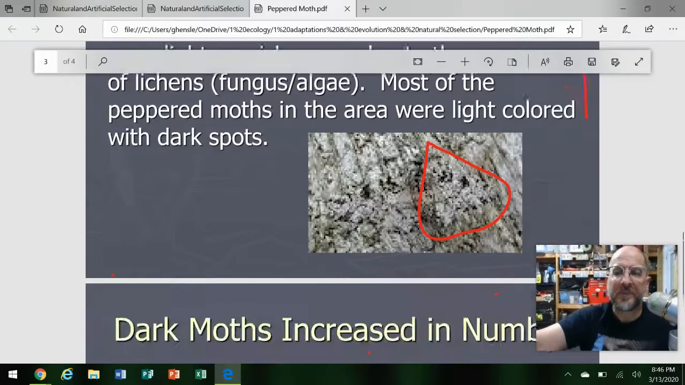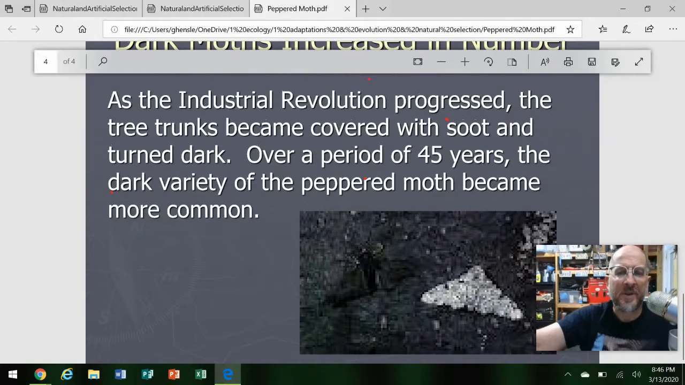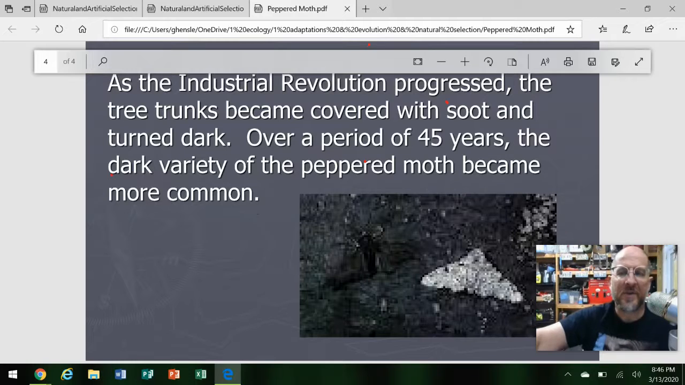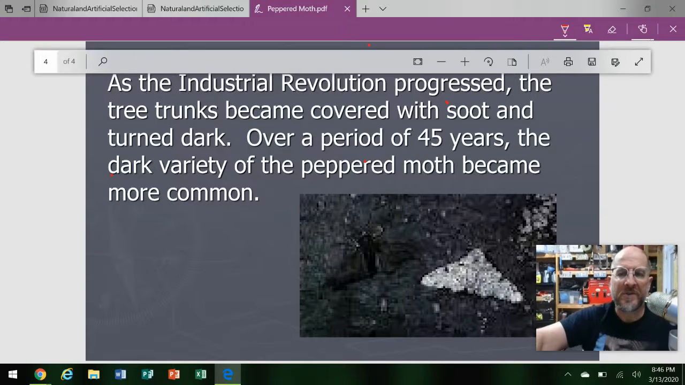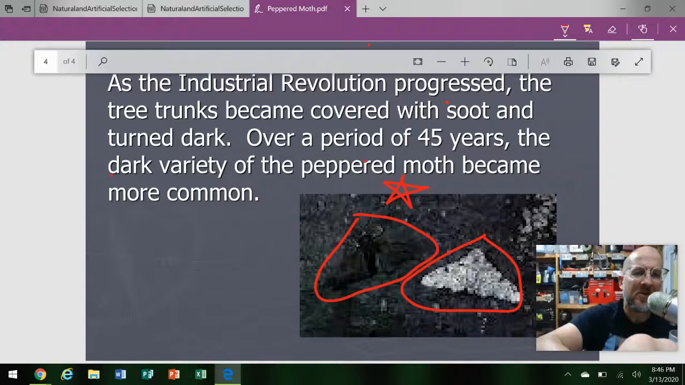Well, as the Industrial Revolution took hold, the factories ejected soot from their smokestacks and covered the trees. And over a period of 45 years or so, as the trees got darker, well, a switch occurred. Guess which ones became more prominent? That's right, the dark moths began to survive.